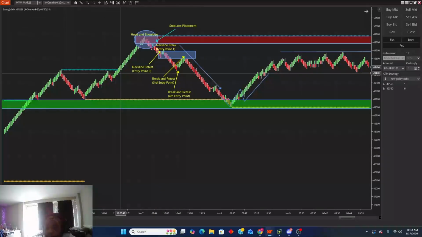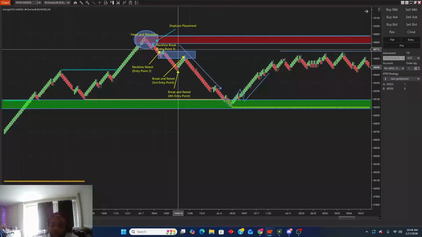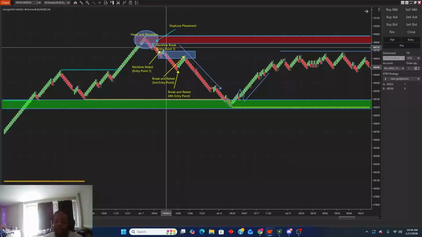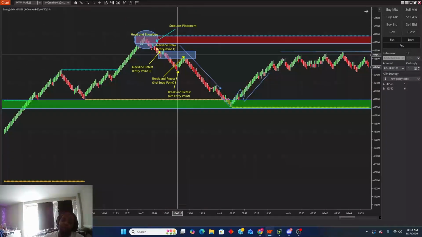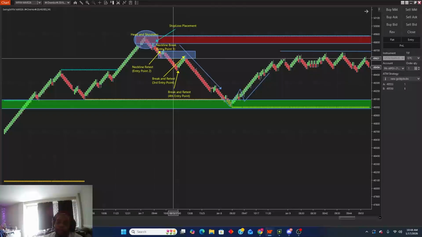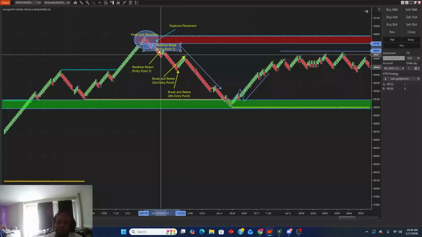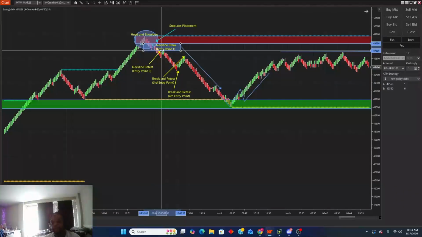In order for you to have seen if this was going to stay, you would have needed to see price break above here for it to invalidate your trade. But to be fair, there's more than just these 4 entry points. You have a break here, which is entry 1, right? Neckline retest, after it breaks, it comes down, retest, that's also entry 2.